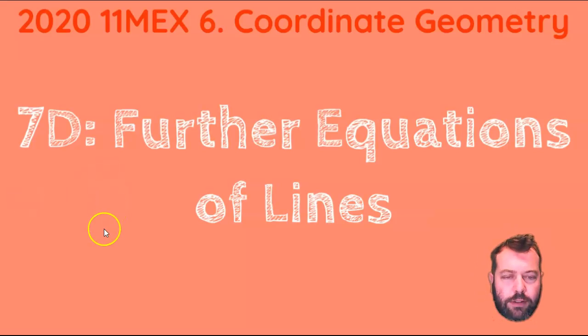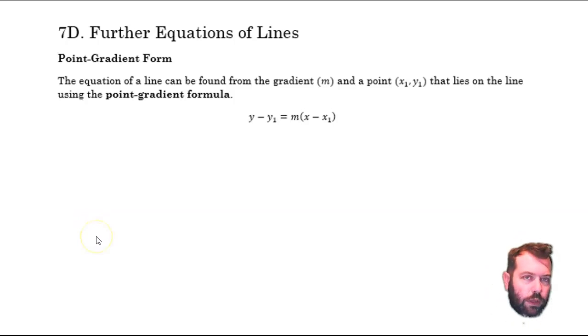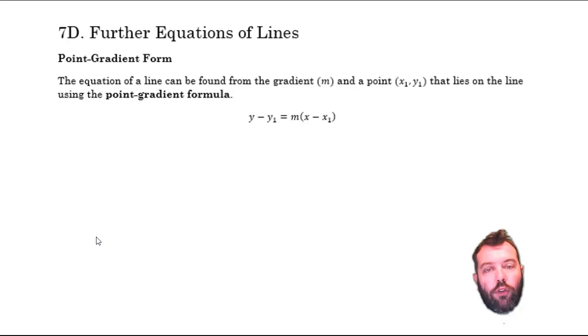In our last exercise we were looking at the equation of straight lines, and we're looking a bit more at these today, some further equations of lines. So we're going to start with this formula here. It's called the point gradient formula. It's terribly helpful. We'll use it quite a lot over the next 12 to 18 months.